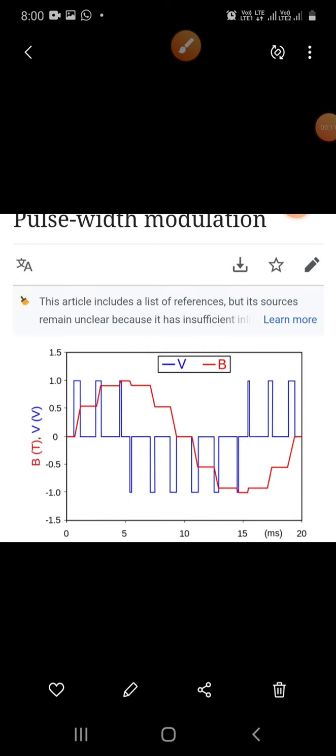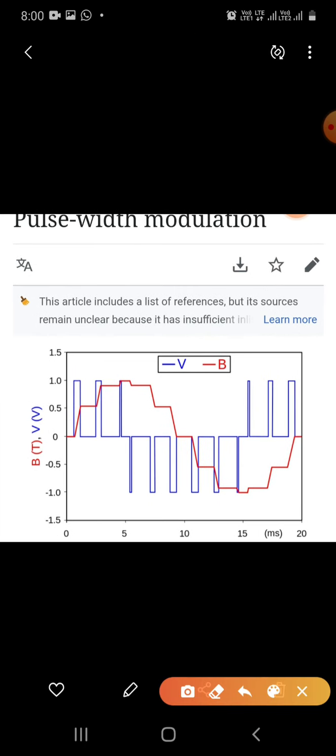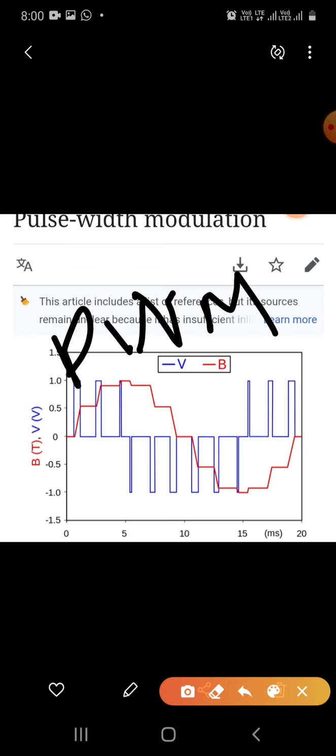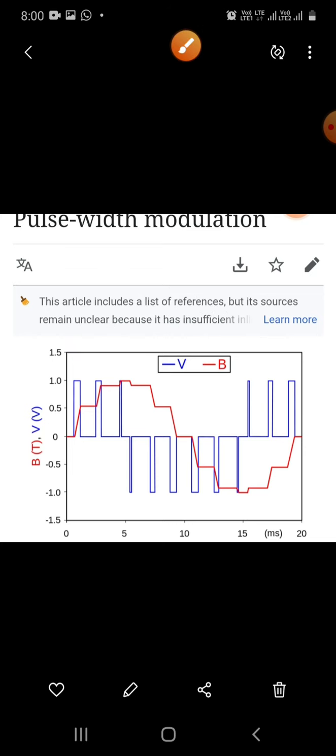Before going into the details of pulse width modulation, we should first understand what pulse width modulation is. The definition of pulse width modulation: in short form we can write it as PWM. It is a fancy term for describing a type of digital signal.